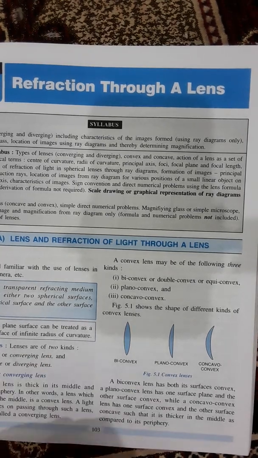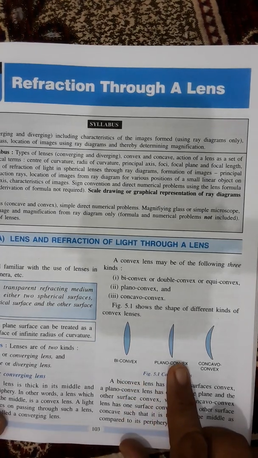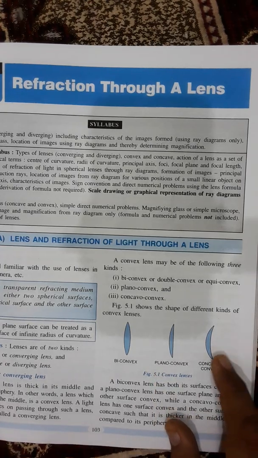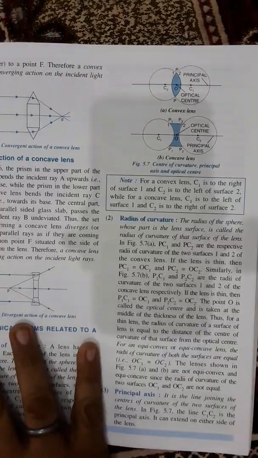Right side convex from both sides, biconvex. One side plane, the other convex, plano-convex. One side concave, the other convex, concavo-convex. So these are the types of convex lenses.